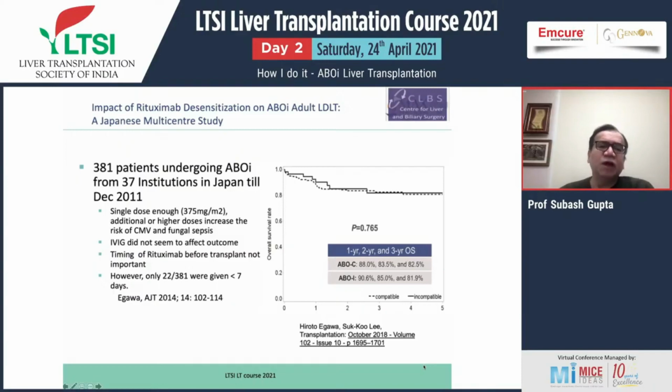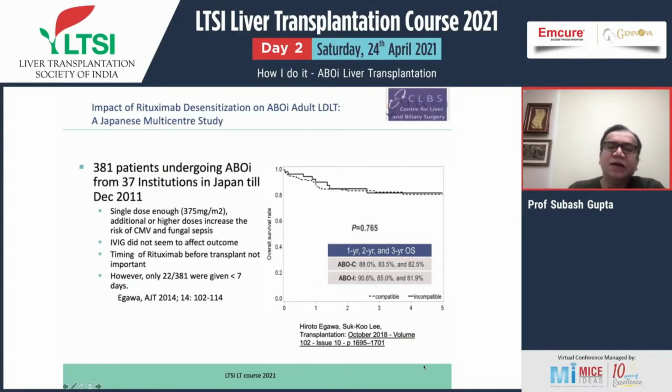But if you look at 381 patients, only 22 of these were given rituximab less than 7 days before. So I don't know how he came to this conclusion. And if you look at the outcomes between compatible and incompatible liver transplant, interestingly, this is a paper by Professor Igawa again, the 1 year survival and 2 years survival were actually better than in compatible liver transplantation.